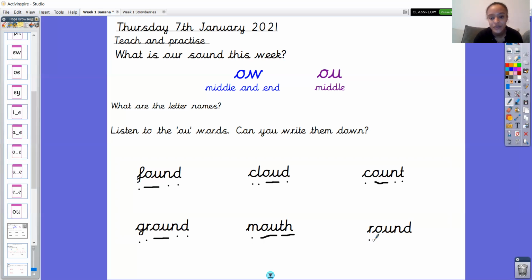We've got ow, round. Let's use our robot arms one last time together. Are you ready? 1, 2, 3. Ow, round. Fantastic. Okay, so brilliant job there. Hopefully you've got those all right. If you didn't, don't worry, pause the video and correct your words so that they're all correct, but I'm sure you've done a fantastic job.